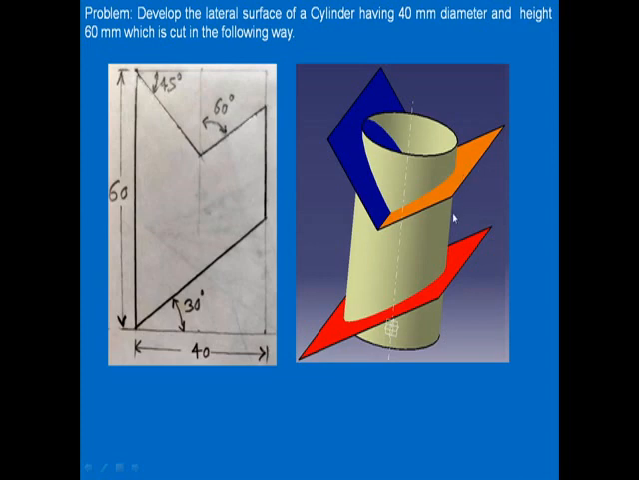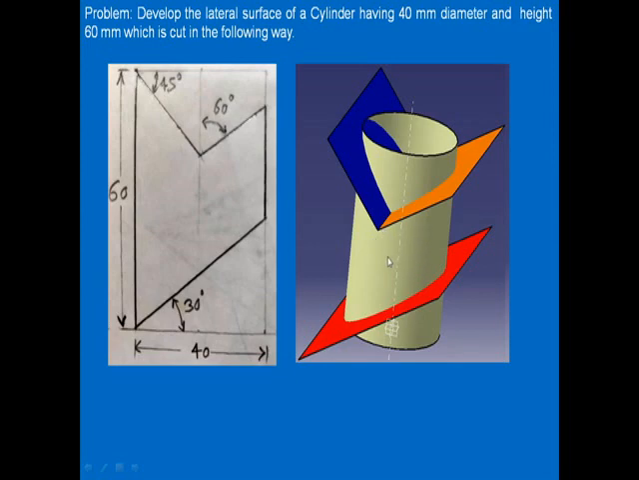So what you see here is you have got three section planes. One is highlighted in red, the other is highlighted in blue, and the third one is highlighted by the orange color. So these are the three section planes. Now what you observe here is this in between portion of the cylinder is what you need to develop, not the upper portion, not the lower portion. The in between portion has to be developed.